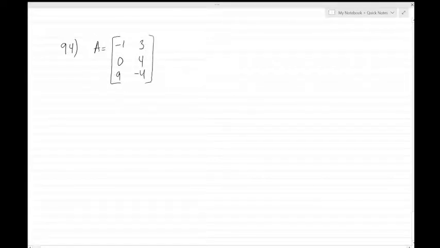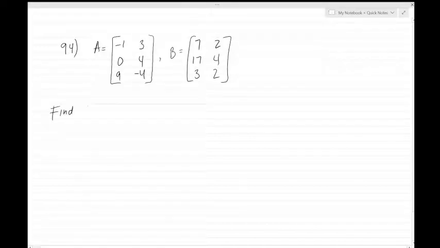Number 94, we are given matrix A as -1, 3, 0, 4, 9, -4, and B as 7, 2, 17, 4, 3, and 2. What we want to do is find matrix A minus matrix B.